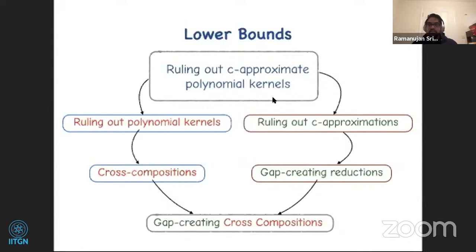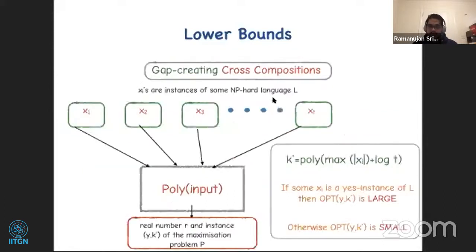So the natural question is, well, is there an appropriate notion of gap creating cross compositions? And as it turns out, one can come up with an appropriate notion of gap creating cross compositions using which you can rule out approximate kernels for a few problems. So at a high level, it's again very similar to cross composition.